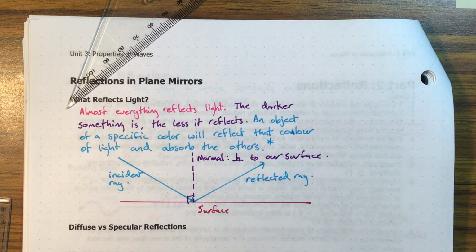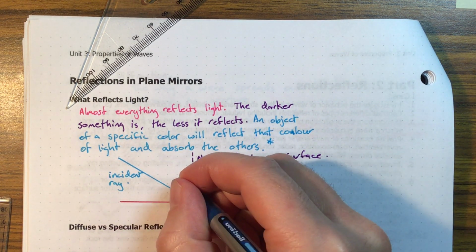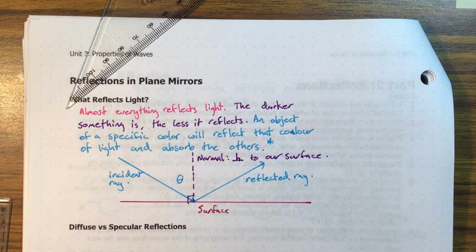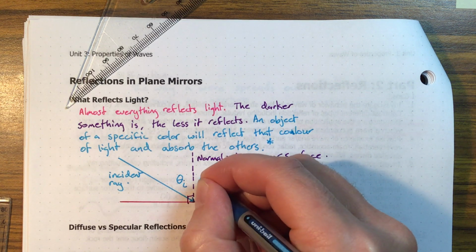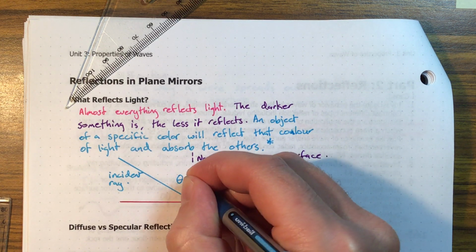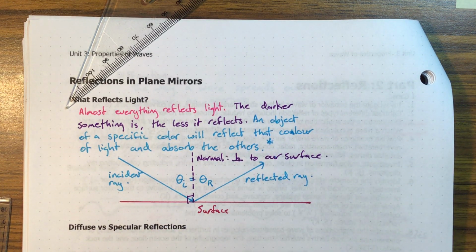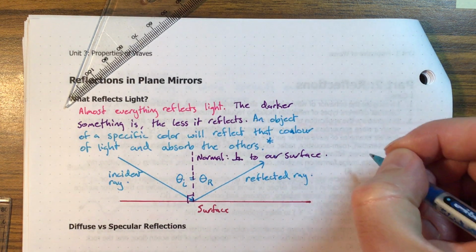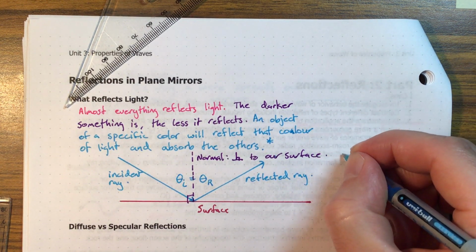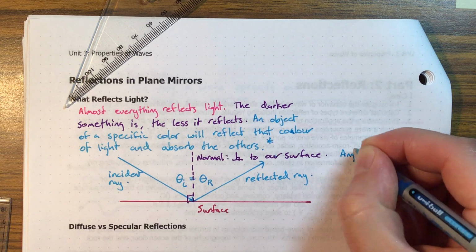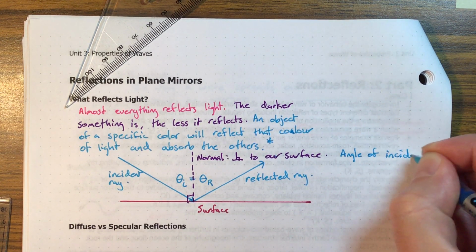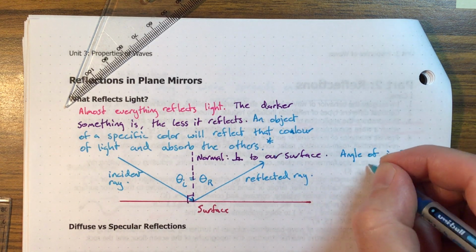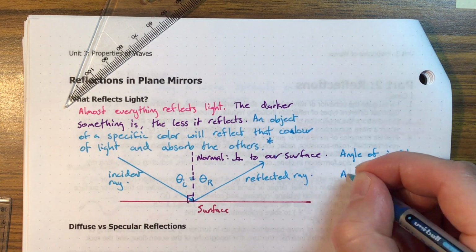And the fundamental rule is, we use the symbol theta for angle, our angle of incidence equals our angle of reflection. Okay, so our angle of incidence equals our angle of reflection.